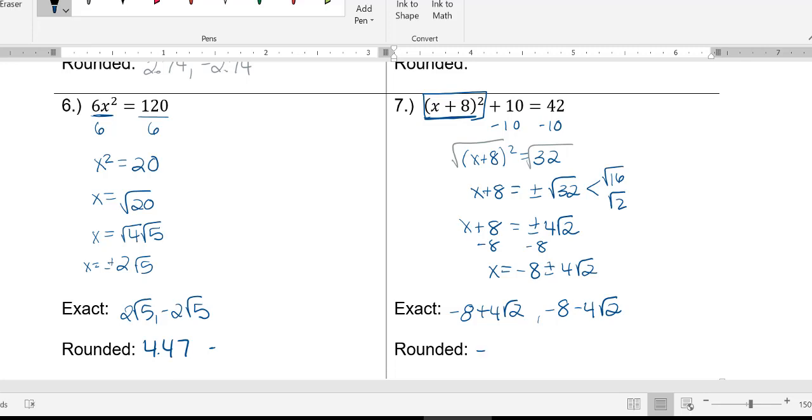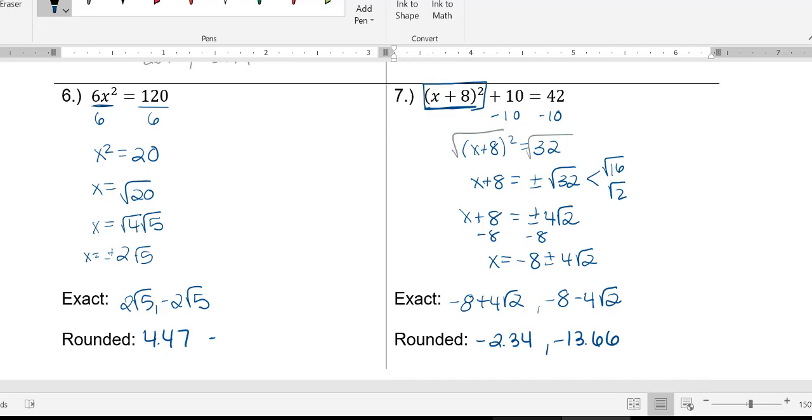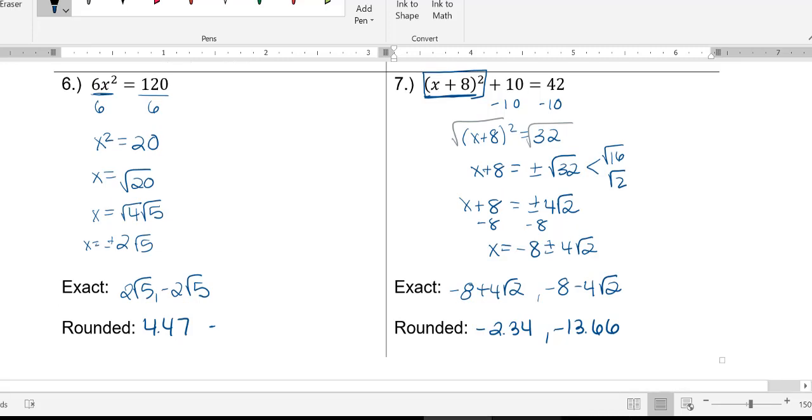Our rounded values are -2.34 and -13.66. All right, so those are all of our examples of the square root method and a little bit of recap of factoring. Let's head to the back side and do some practice with both factoring and square root method before I set you free to recap some quadratic formula.